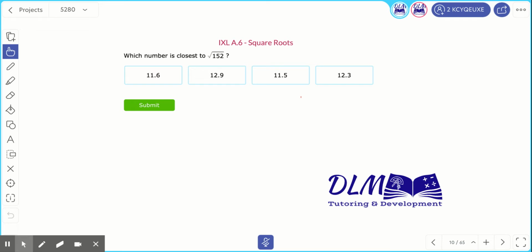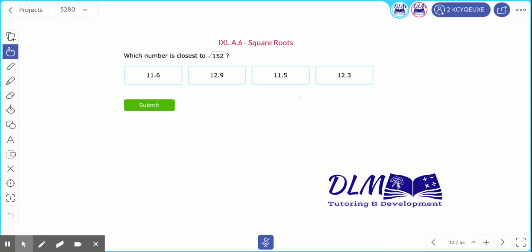Finally, we're going to look at this question. Which number is closest to the square root of 152? So in order to do this, we're actually going to use our calculator for this one. So this is when we're going to bust out that calculator. And the reason why we want to use the calculator is because we don't actually have what we call a perfect square of 152. There is no whole number that I can multiply by itself and get 152. And since I can't, I'm going to be looking for a decimal.